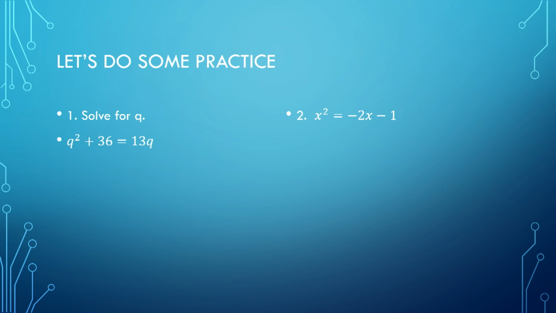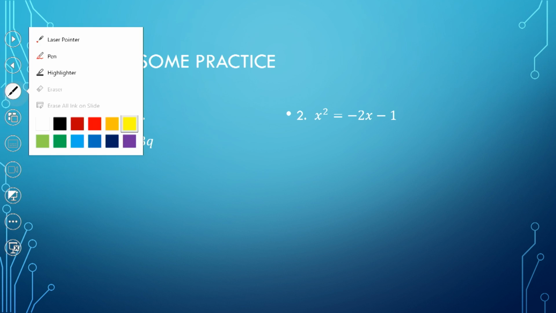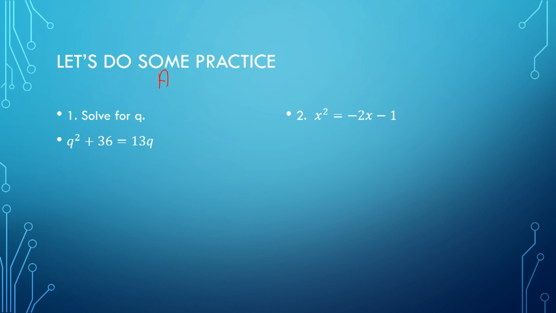First thing I notice is what? Absolutely, it's not in standard form. So I'm going to go ahead and write my standard form up here just so I remember what I've got. And I'm going to have Q squared. To move that 13Q over, I'm going to subtract it on both sides. So then my equation would look like this.